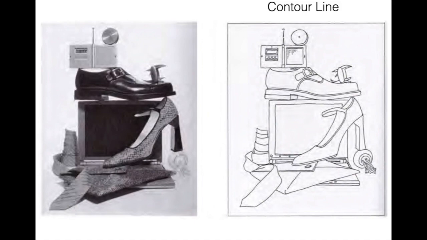Someone else might define it a little more strictly, as they do in the handout here, but essentially contour line is an outline, so something that does not contain any value, but defines the shapes in the drawing.